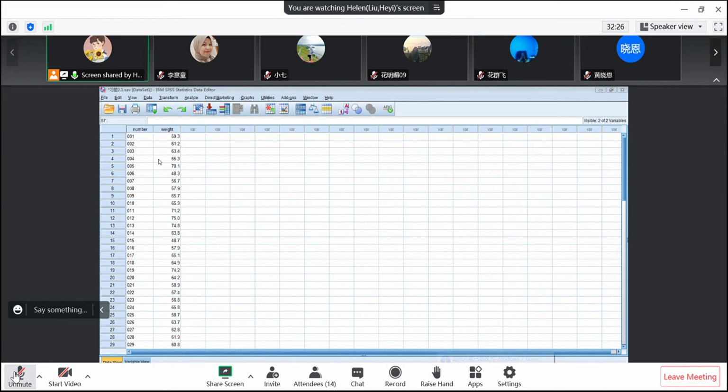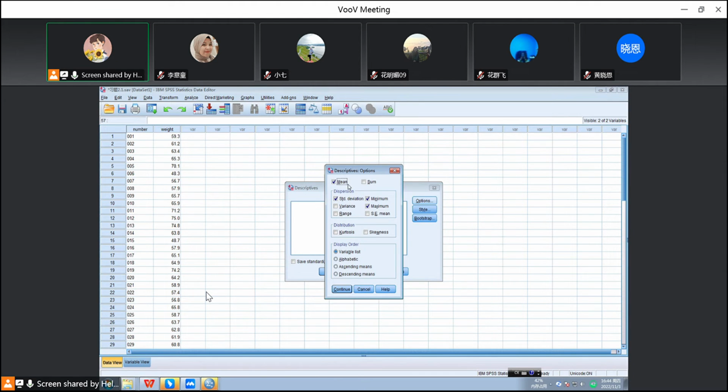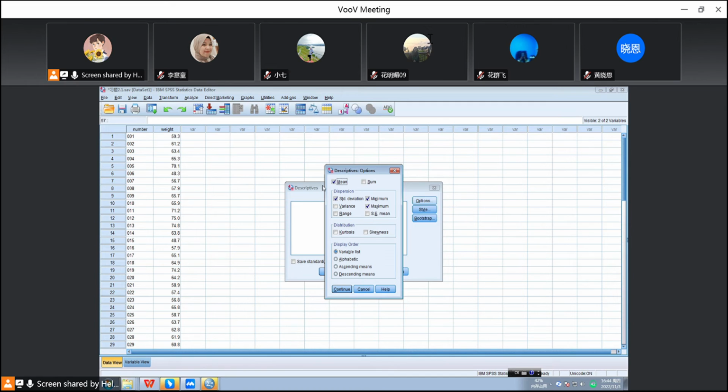Yes, Lucia. Okay. When we use Analyze and Descriptive Statistics, and then we want to describe the data and select this. We use the mean to do what? Can you tell me? Why do we have to calculate the mean? We use the mean to describe the central tendency. Yes, central tendency. And we use standard deviation to describe the discrete tendency. So we have to select these two. And we also need to find which one is the minimum and which one is the maximum. And the display order is variable list. Then Continue. Choose OK.